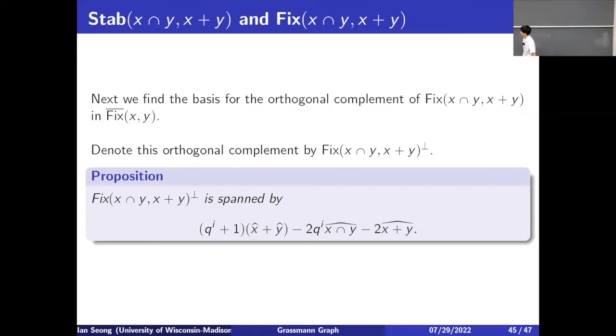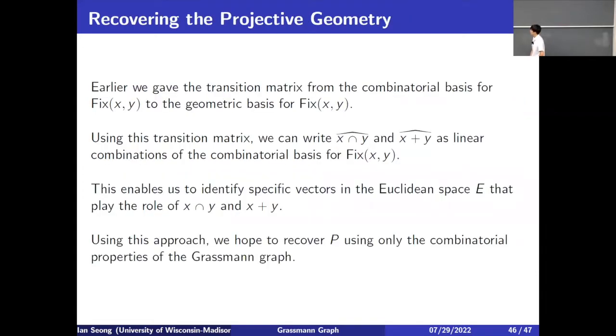And this perp is spanned by... so knowing all this, what are we going to do with these? Earlier we gave the transition matrix from the combinatorial basis for fixed xy to the geometric basis for fixed xy. So what we're going to do is write x intersect y hat and x plus y hat as linear combinations of the combinatorial basis for fixed xy, and see if we can find vectors that play the role of x intersect y and x plus y in the Euclidean space E. And using this approach, we hope to recover P using only the combinatorial properties of the Grassmann graph, such as the intersection numbers.